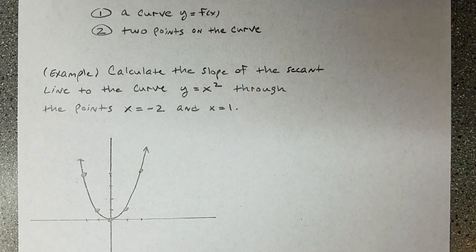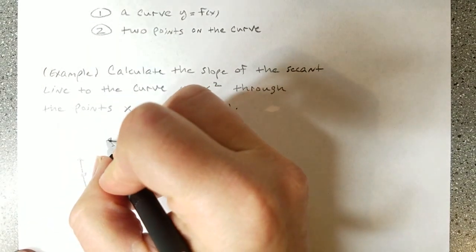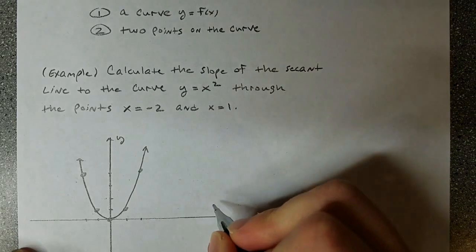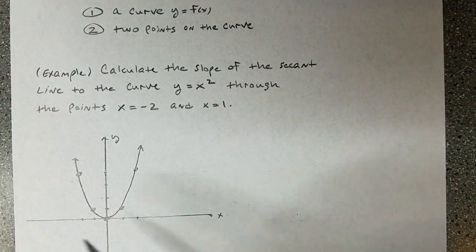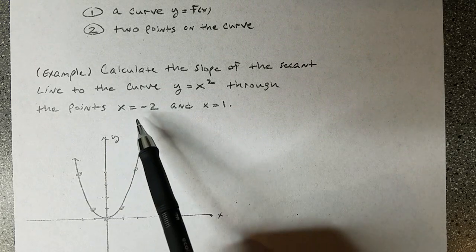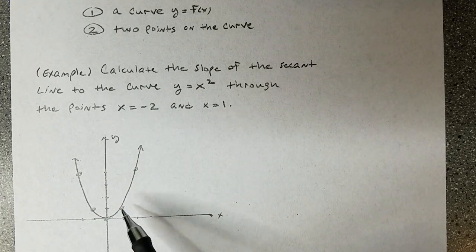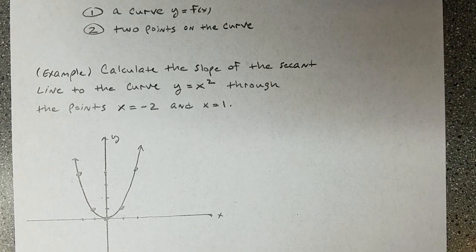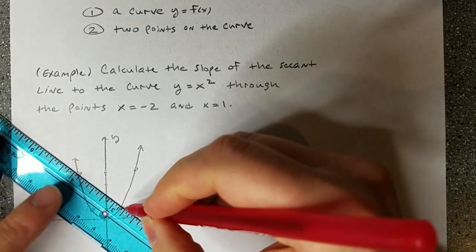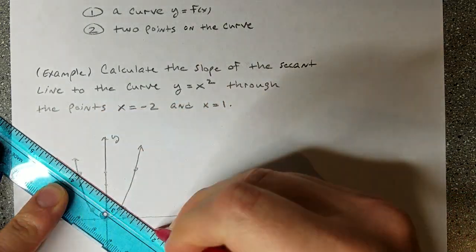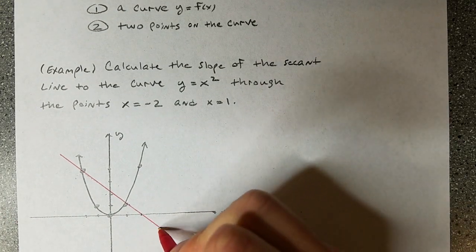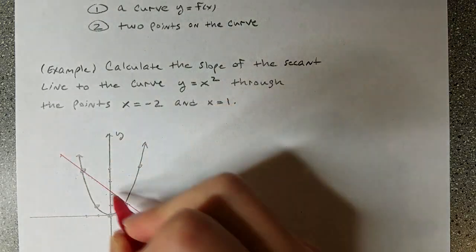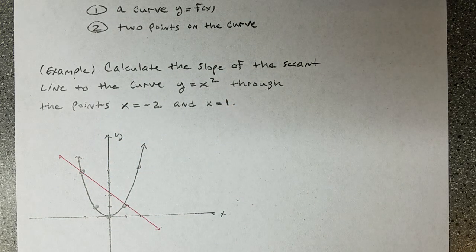If you would like to continue to visualize things, here's what the graph of y is equal to x squared looks like. Here's the point where x is equal to -2, and here's the point where x is equal to 1. We're trying to figure out the slope of this line right there. That's the secant line. We're trying to figure out how steep that is. There it is in red.